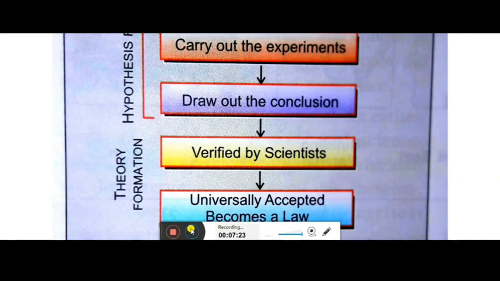And the last step is the formation of law, that is, when the theory is universally accepted, then it becomes a law. Universally accepted by whom? By the scientists. That means every scientist will agree on this theory, then they will make it a law, and then that law will be applied everywhere.